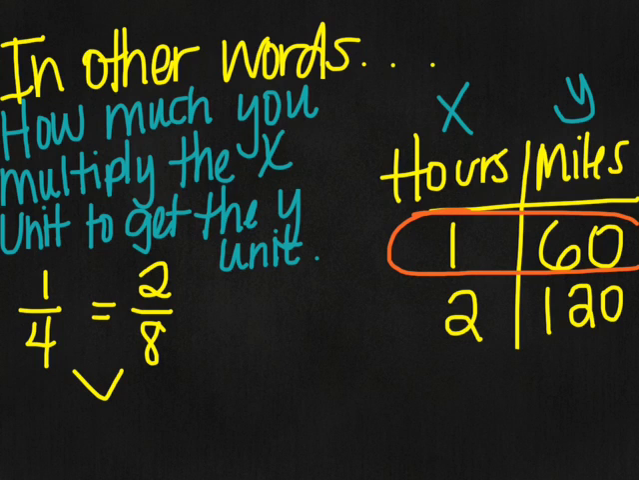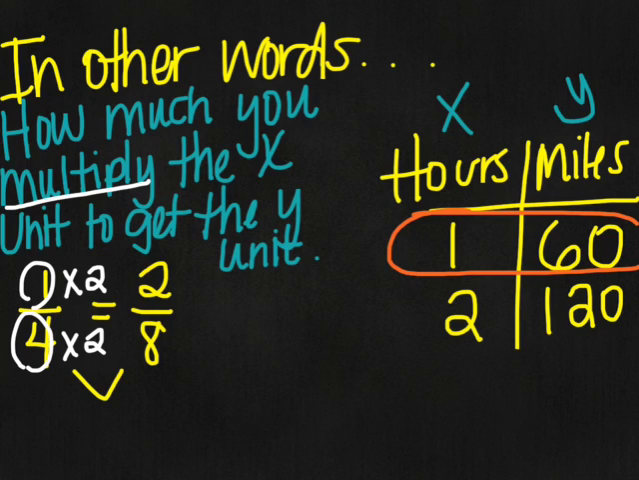So, for example, we've got two fractions that are equal. They are a proportional relationship. And I know this because I can multiply 1 times 2 and get 2, and 4 times 2 and get 8. That number that I multiply the x unit, which is 1 and 4, by in order to get the y units, which are 2 and 8, that number that I always multiply them by is 2. So the constant of proportionality here is 2.